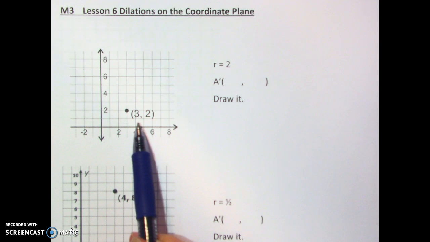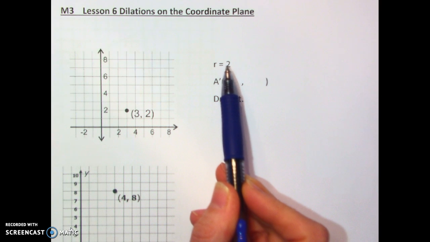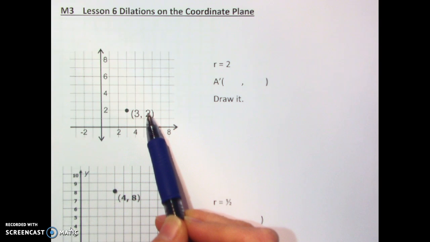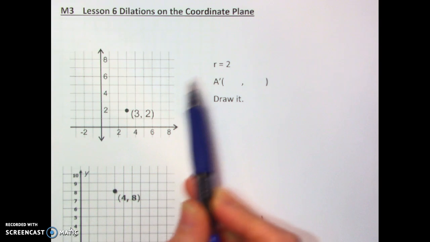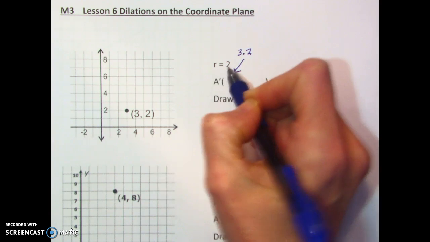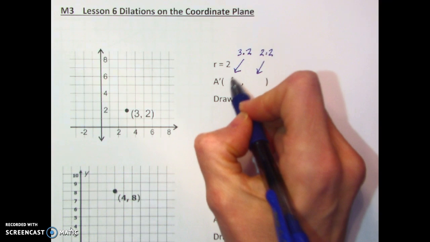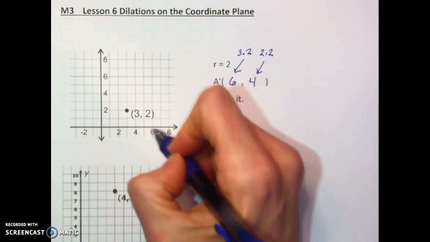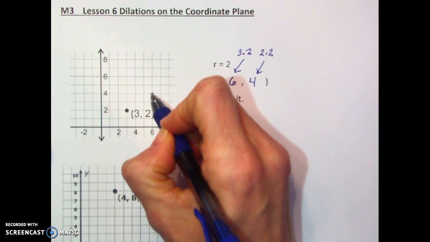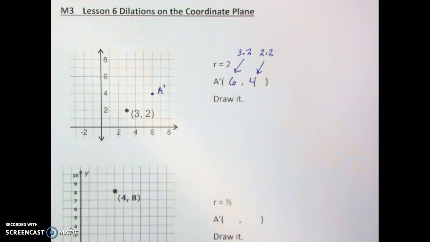So for example here, if I just have this single coordinate 3, 2, and I want to dilate it by a scale factor of 2, that means I'm going to take each of these numbers and multiply them times 2. So 3 times 2 will be the new number here, and this 2 times 2 will be our new number here. We take our original pre-image x times the scale factor and our original pre-image y times the scale factor, and that would be our new coordinate. So 6, 4 is our new coordinate, which means over 6 and up 4, so there would be our new A prime coordinate.